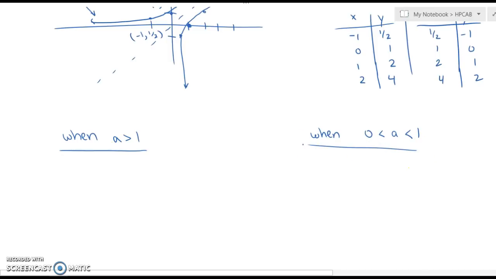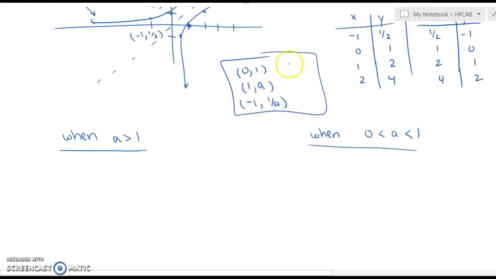If you remember with exponential functions, we had points like 0 comma 1, we had 1 comma a, we had negative 1 comma 1 over a. That was in the exponential functions. And so now when it has a log, it's just going to be the reverse. So instead of 0 comma 1, you're always going to have 1 comma 0. You're going to have a comma 1, whatever a happens to be. All right, a comma 1.